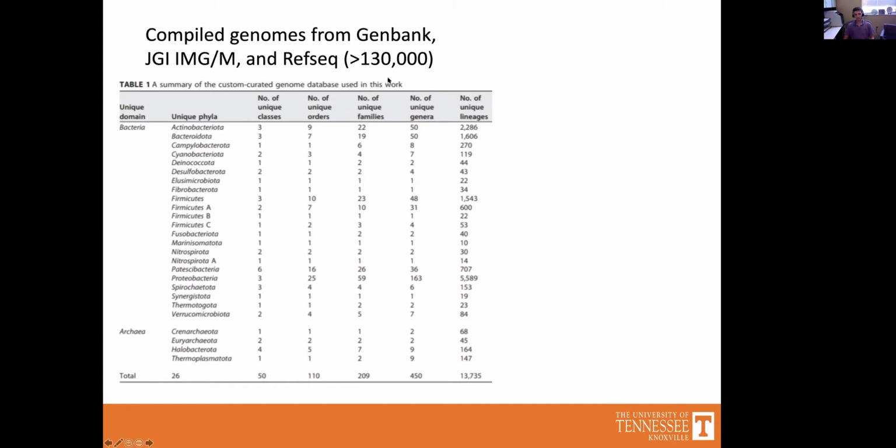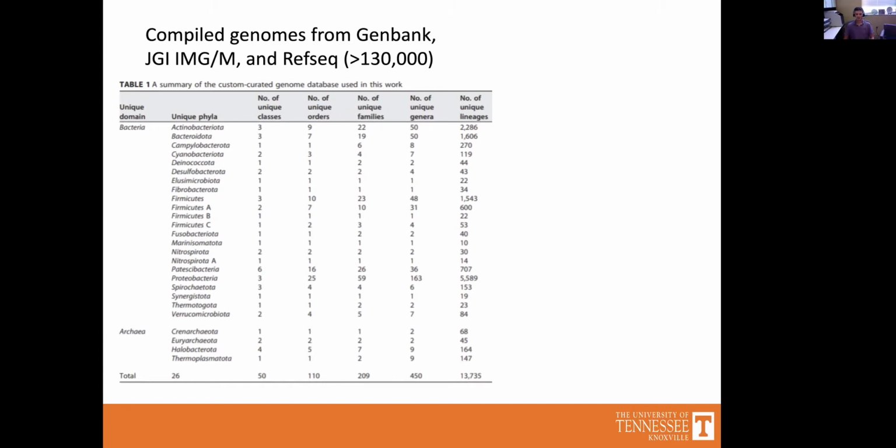We assigned GTDB taxonomy to each of these, and then we calculated the abundance of each COG functional category within each of these genomes. The problem with this 130,000 number is that most of those genomes are associated with model organisms. A lot of them are E. coli, a lot of Salmonella, a lot of Pseudomonas. So if we're doing statistics on this, we end up with a very unbalanced experimental design.